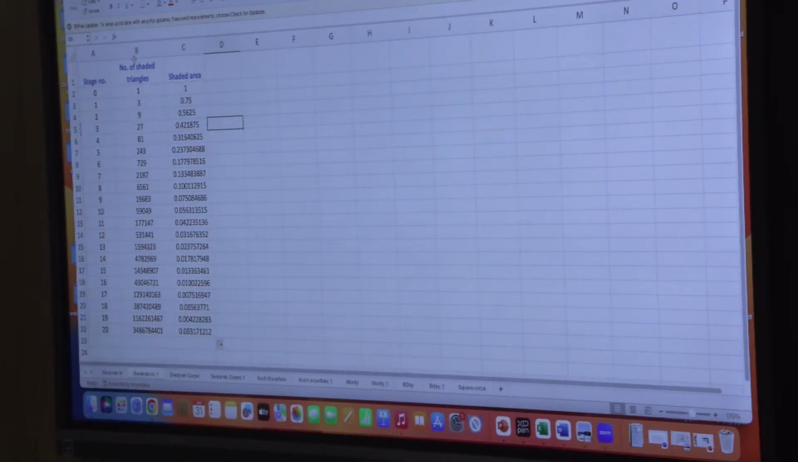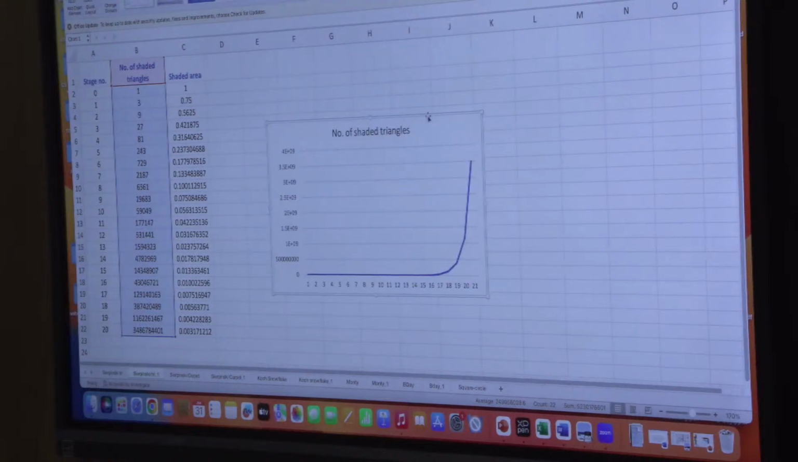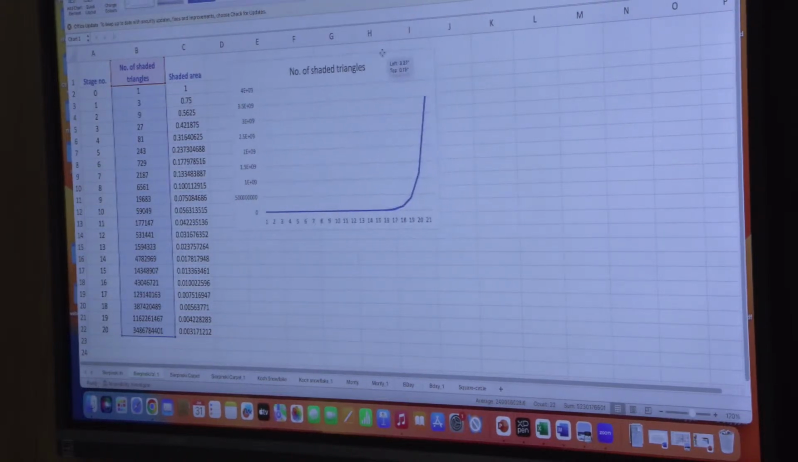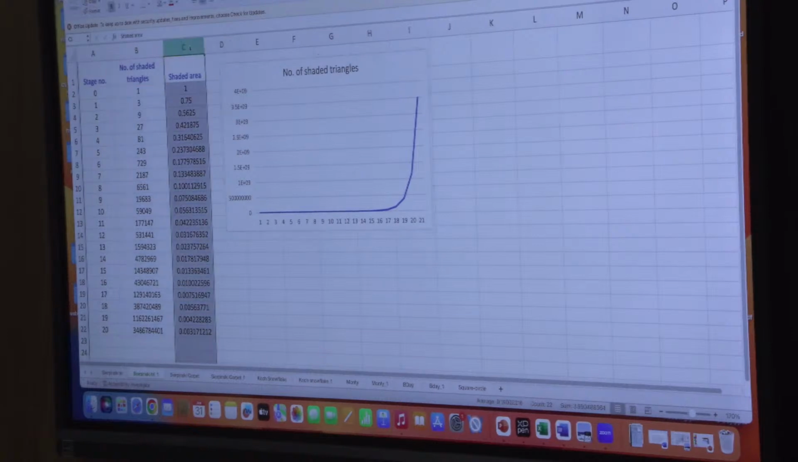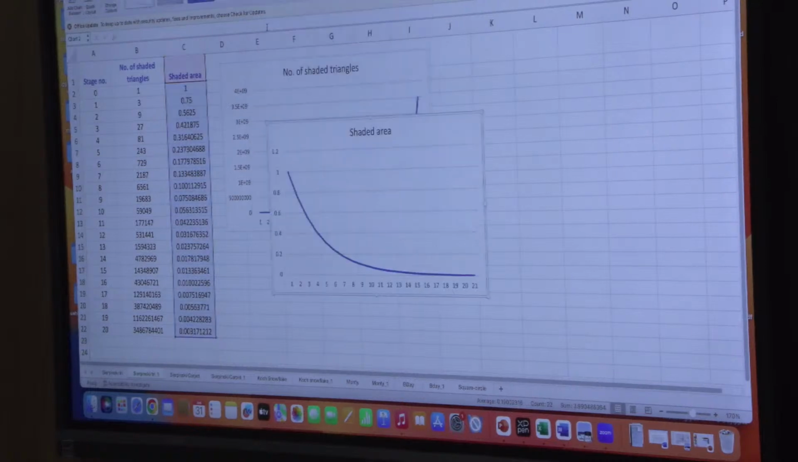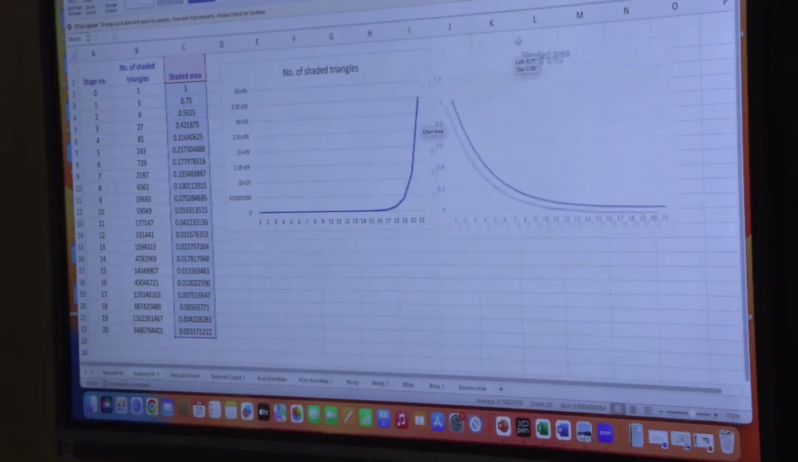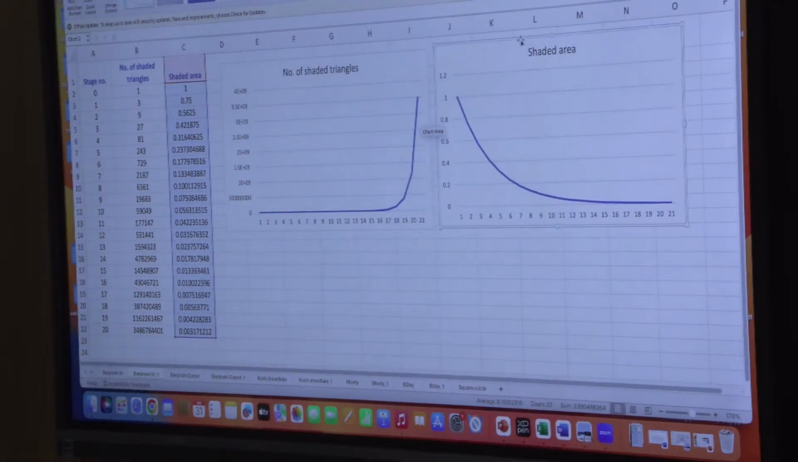And if you want to see, they can just select this and maybe insert a simple line graph or something. So you see that the number of shaded triangles is growing very fast. And if you look at the shaded area, the two opposite things are happening as the number of stages is growing. At least graphically, they can see something.